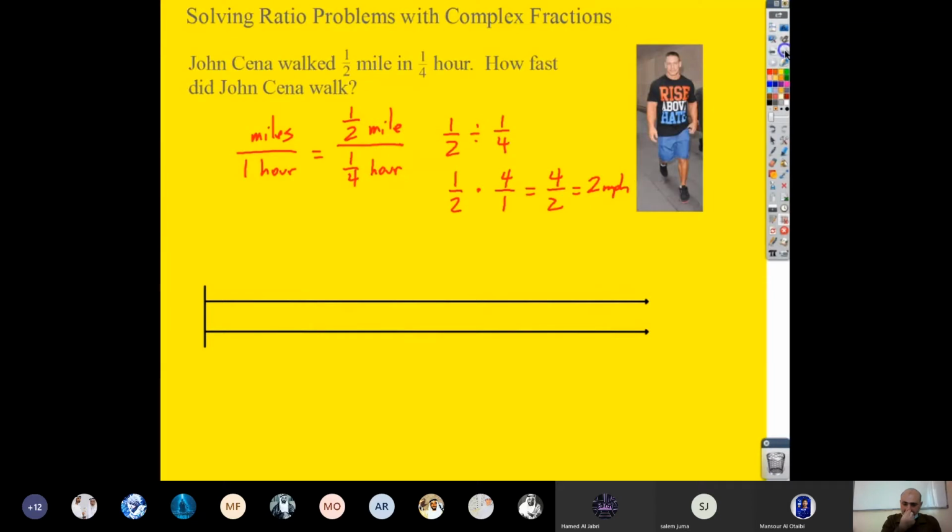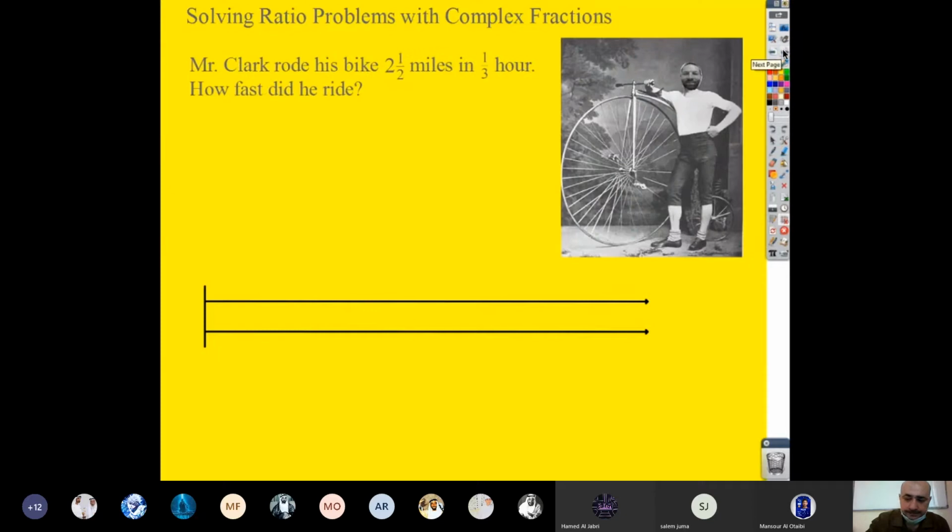Let's take a look at another one. Mr. Clark rode his bike 2.5 miles in 1/3 hour. How fast did he ride? First, let's identify our units here. I got miles and I got hour, and I need to know how fast. You could do MPH, but before you do this, it's important that you understand that MPH, miles per hour, is miles in 1 hour.